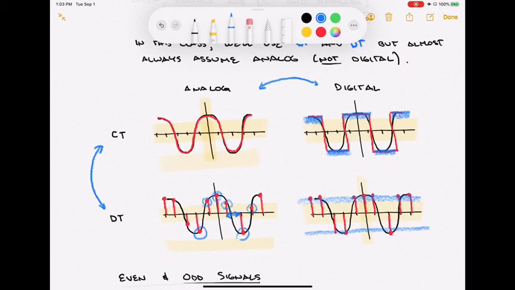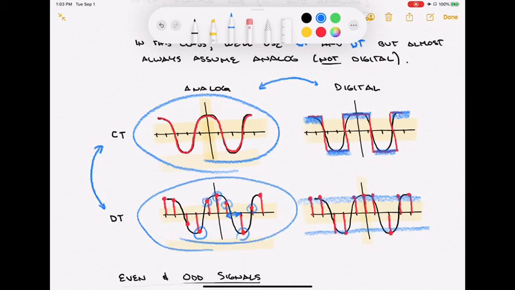As I had said before, we are almost exclusively in this class going to consider the case of an analog continuous time signal and also an analog discrete time signal. Those are the ones we're going to spend the most time with. The math in dealing with a continuous time signal is generally different than the math involved in doing a discrete time signal. Consider the following example.